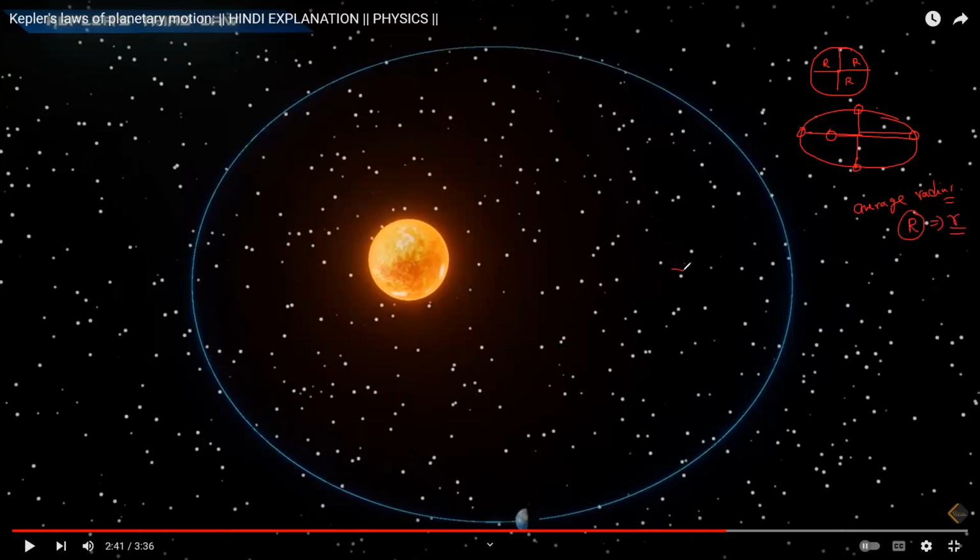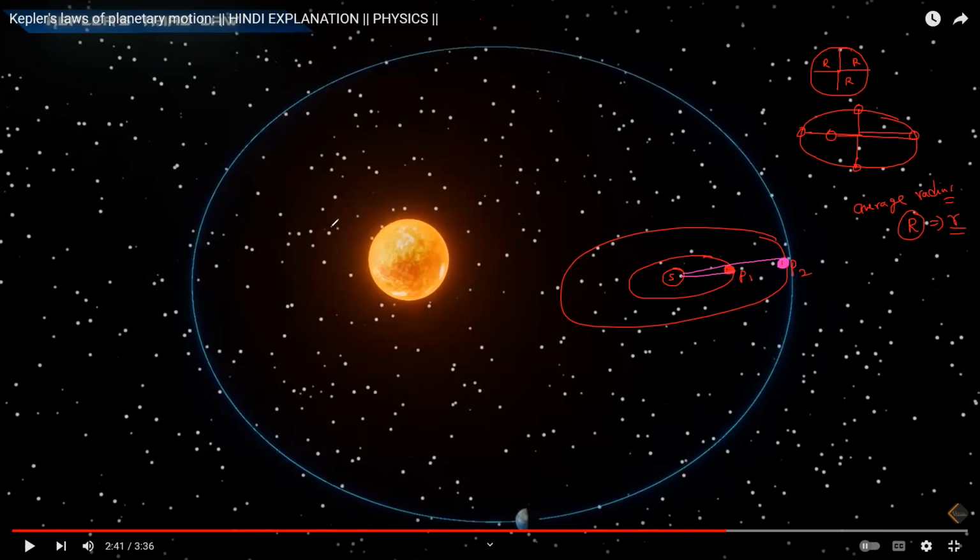Imagine this is the sun, and this is planet P1 in one orbit, and this is planet P2 in a different orbit. Now you tell me, will every planet take the same time to revolve around the sun, or different times? They are present at different average distances from the sun, so does the orbital velocity remain the same or vary for each?